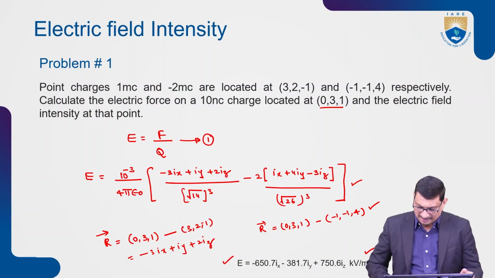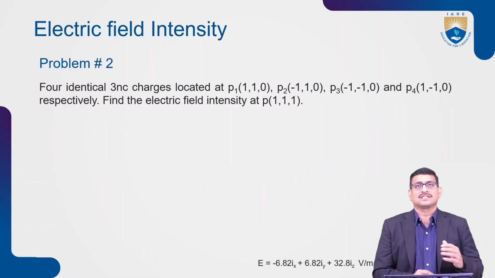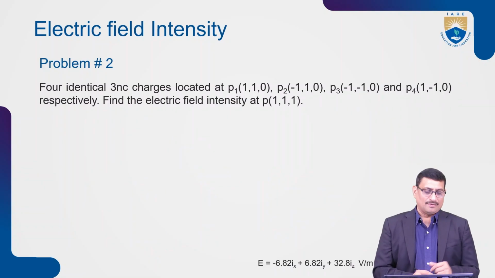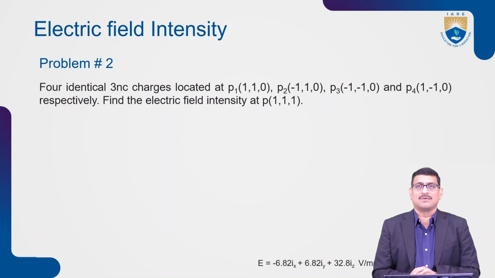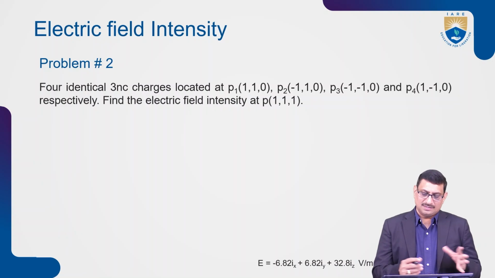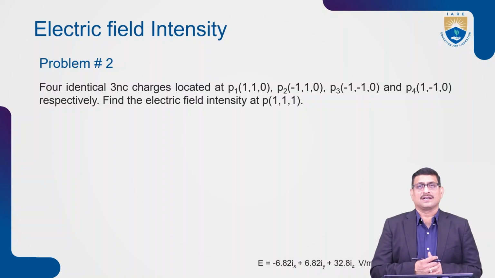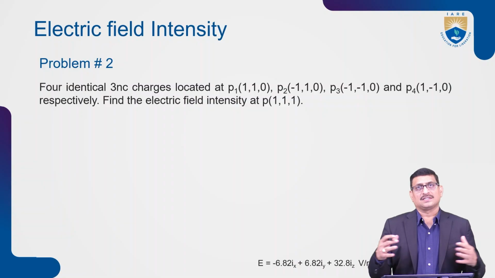We'll do the same kind of problem one more. Let us look at this problem, where 4 identical 3 nanocoulomb charges are located at P1, P2, P3, P4 having the coordinates respectively, and find the electric field intensity at a point P1, 1, 1. See that it is very simple. It is given 4 point charges, each of 3 nanocoulombs.